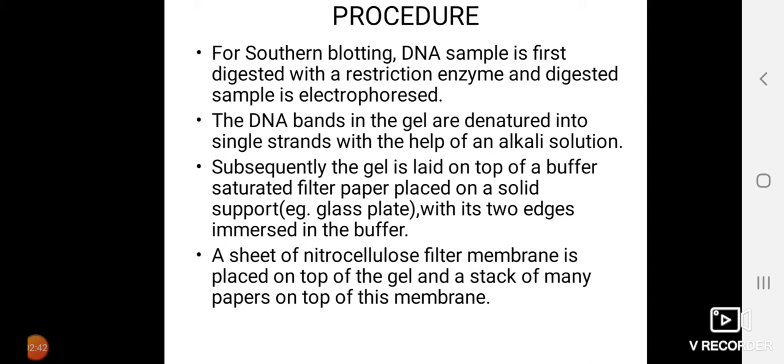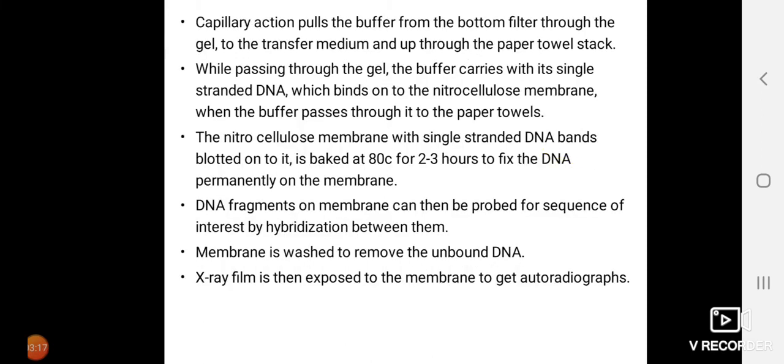The procedure goes like this: first, the DNA sample, the one which we want, should be electrophoresed after digesting it with the restriction enzymes. Then the bands on the gel are going to be denatured into single strand by using alkali, and subsequently we are going to lay it upon a particular nitrocellulose membrane by using buffers, and then we are going to blot it, means we will transfer that particular nucleic acid onto the nitrocellulose membrane. That can be done in two ways.